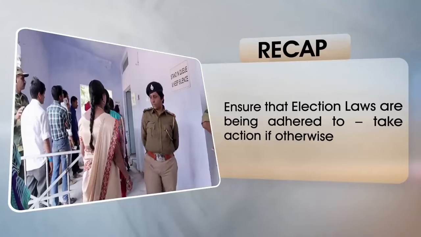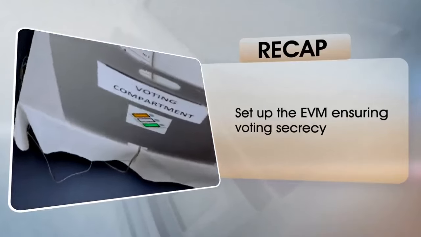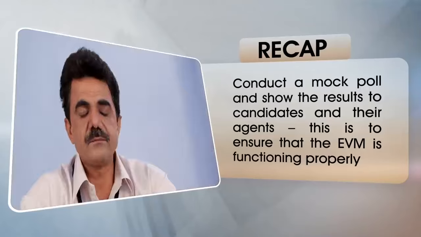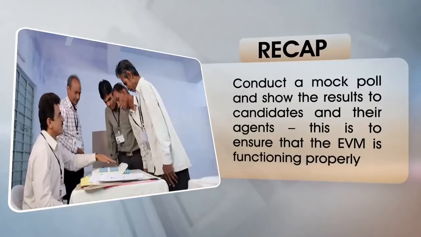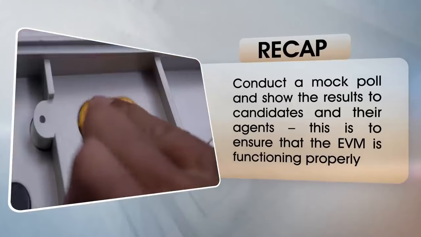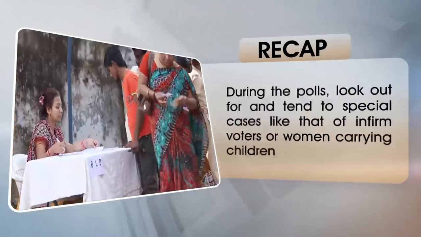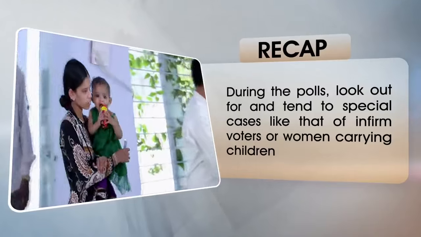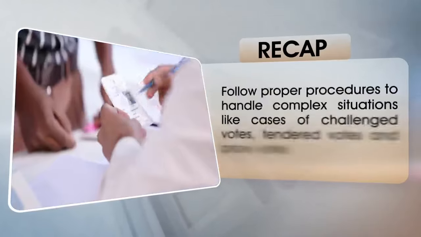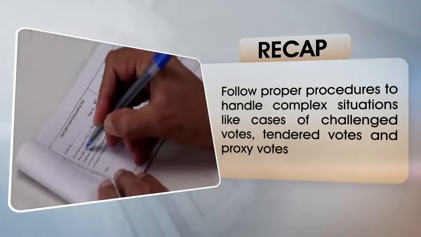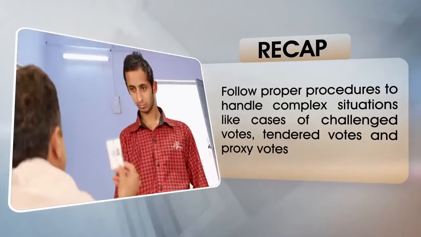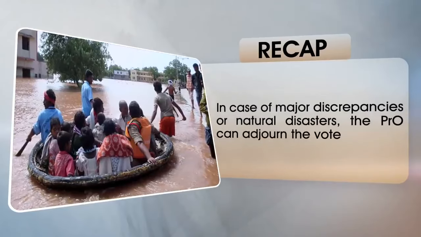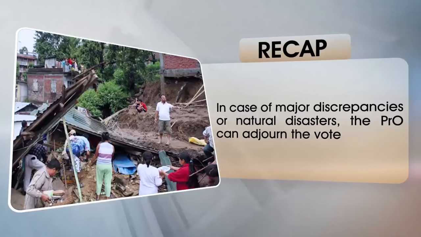Take action if otherwise. Set up the EVM, ensuring voting secrecy. Conduct a mock poll and show the results to candidates and their agents. This is to ensure that the EVM is functioning properly. During the polls, look out for and tend to special cases like that of infirm voters or women carrying children. Follow proper procedures to handle complex situations like cases of challenged votes, tendered votes, and proxy votes.